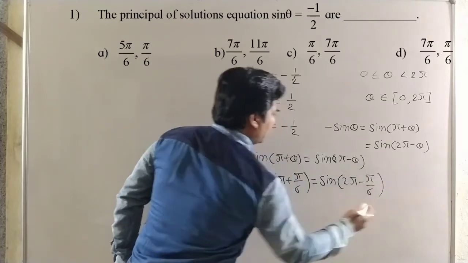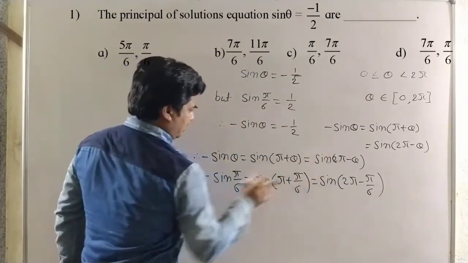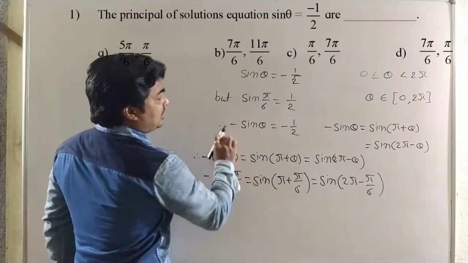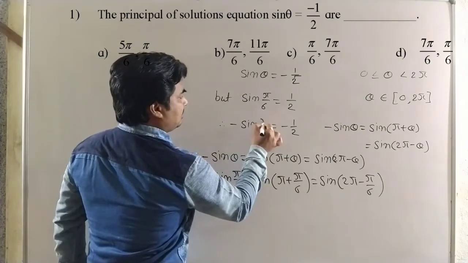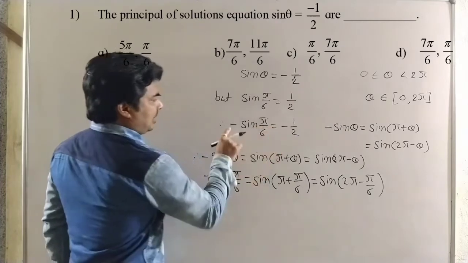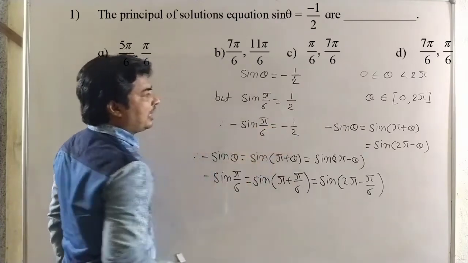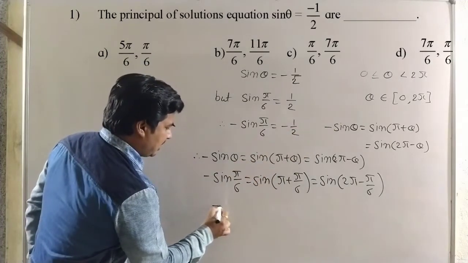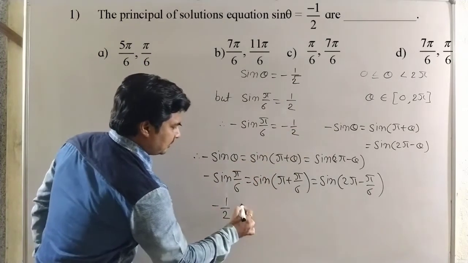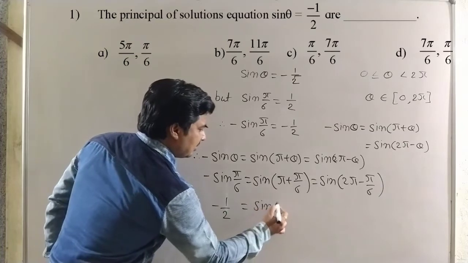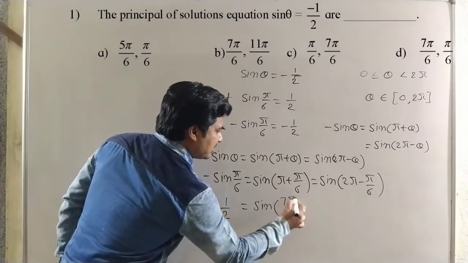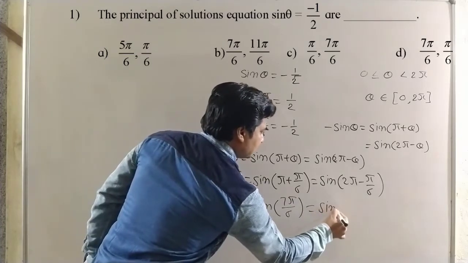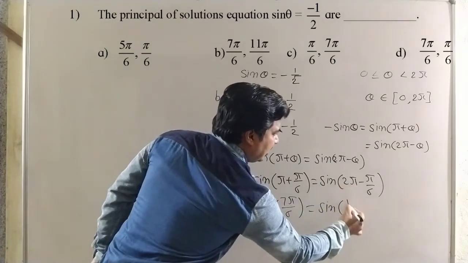Here we replace theta by pi by 6, so we get minus sine pi by 6, which is equal to minus 1 by 2. And here sine 7 pi by 6 is equal to minus 1 by 2, and sine 11 pi by 6 is also equal to minus 1 by 2.